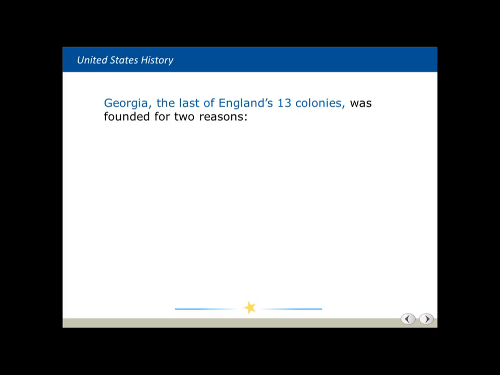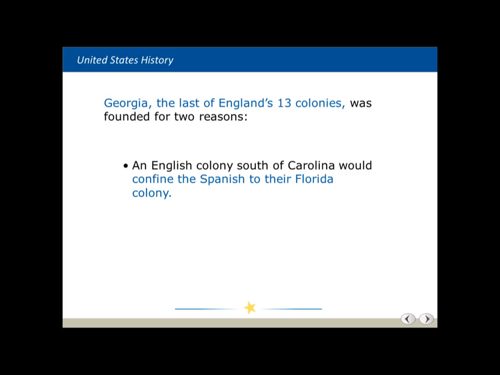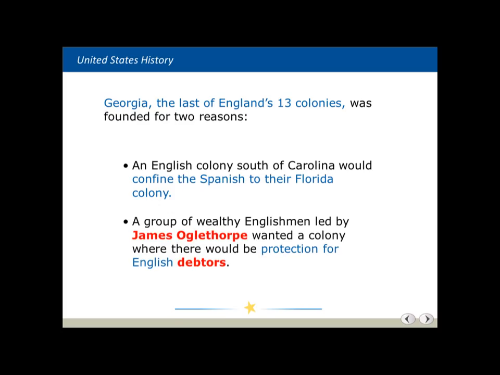And then finally, Georgia, the last of England's 13 colonies, was founded for a couple reasons. The English colony south of Carolina would confine the Spanish to their Florida colony. There was problems. The Spanish, along with natives, would just go north and attack South Carolina. England didn't like that, so they wanted to create a buffer colony. And again, that way, protect South Carolina at all costs.